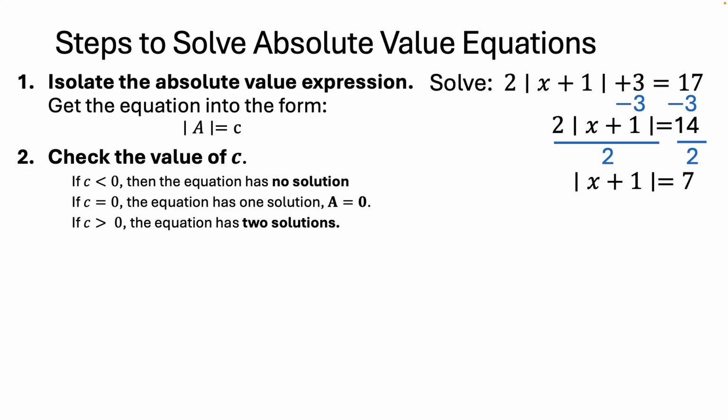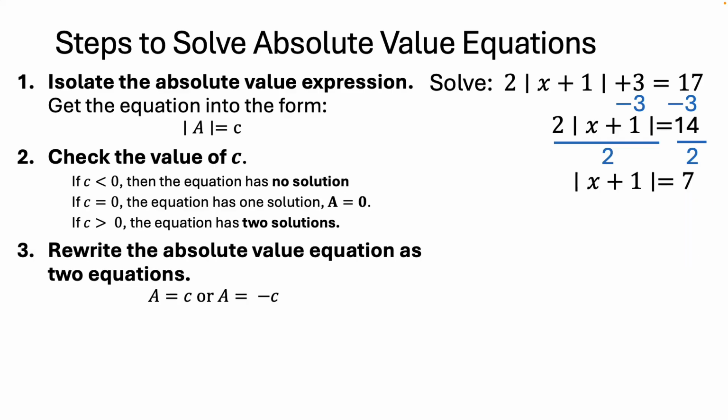The second step is to check the value of c. If c is less than 0, the equation would have no solution. If c equals 0, then the equation only has one solution, where the algebraic expression equals 0. And if c is greater than 0, the equation has two solutions. Looking back at our equation, the value of c is 7, which is positive. That tells us that this equation is going to have two solutions.